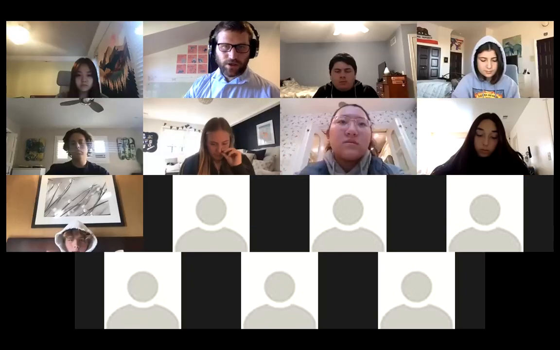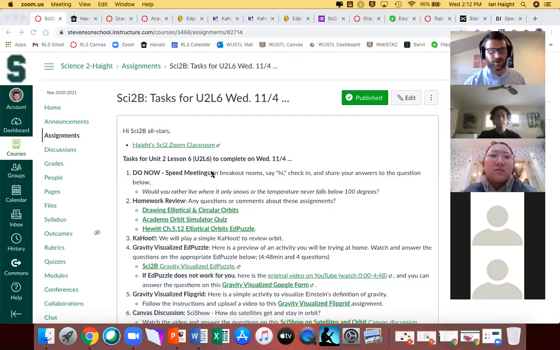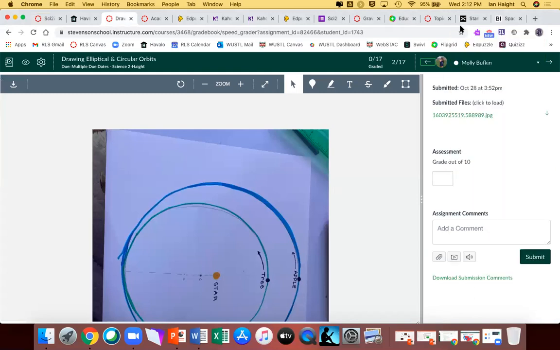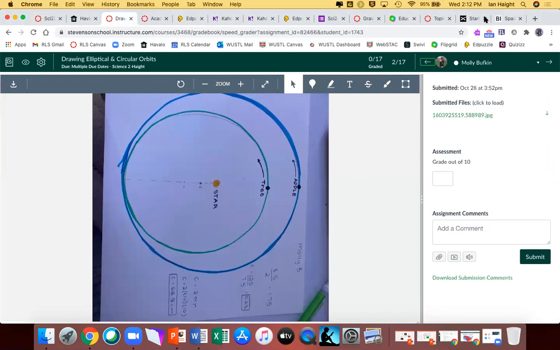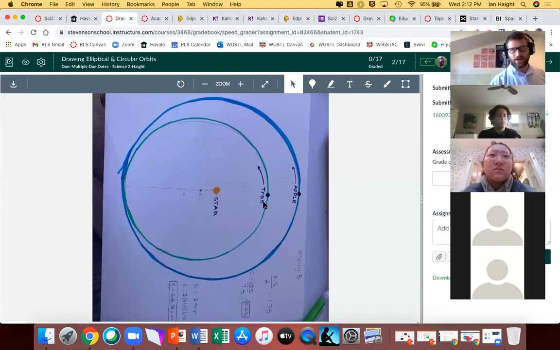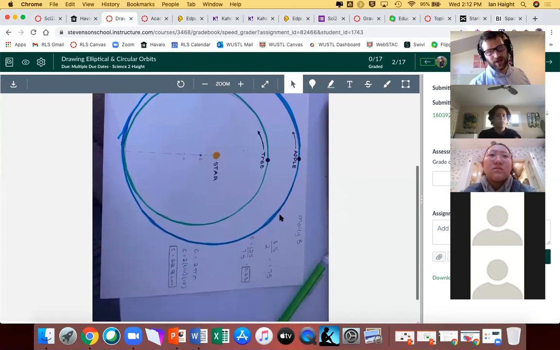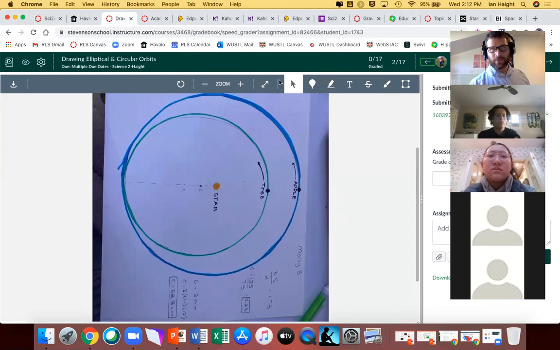Review homework. Just to share my screen here, you had to submit your drawing of the elliptical and circular orbits. I'm going to put Molly on the spot here. Here's her drawing, which is awesome. I like the apple and tree names for the planets. And again, this is what your drawing should have roughly looked like, kind of like a little egg inside another egg or something like that. And then you should have shown your math here exactly as she did, including units, which is great.